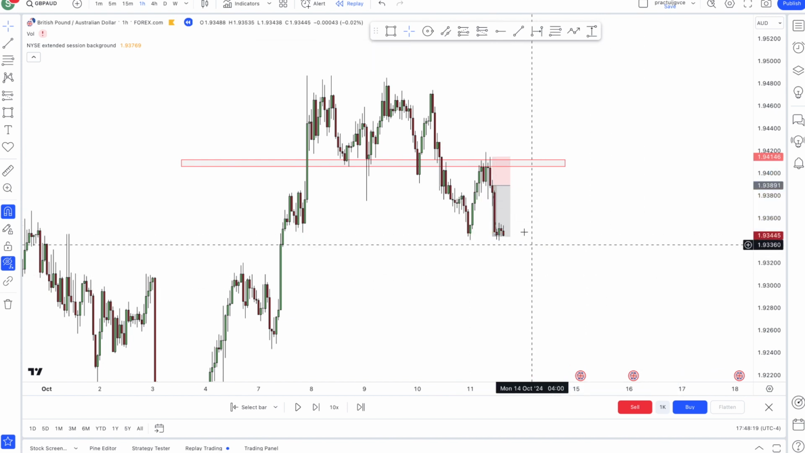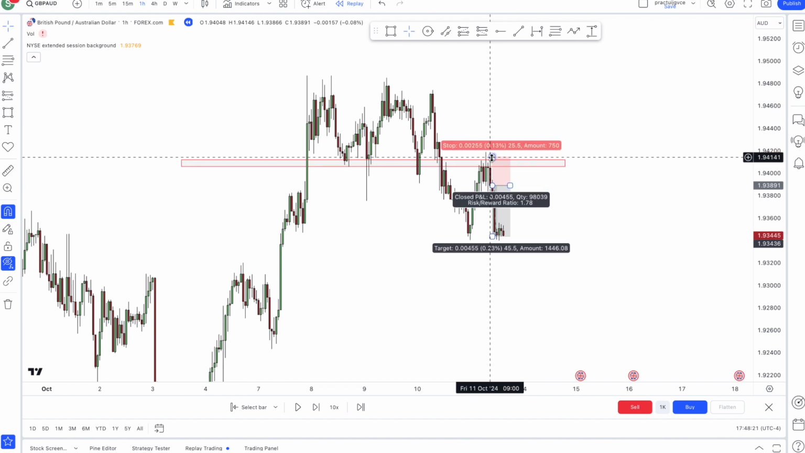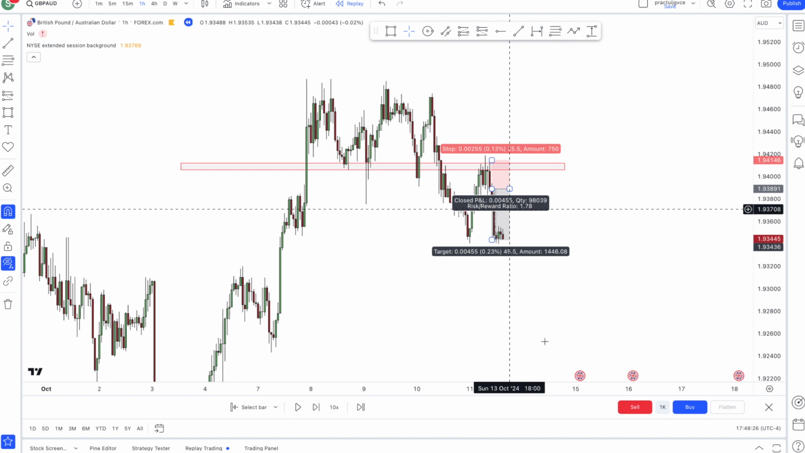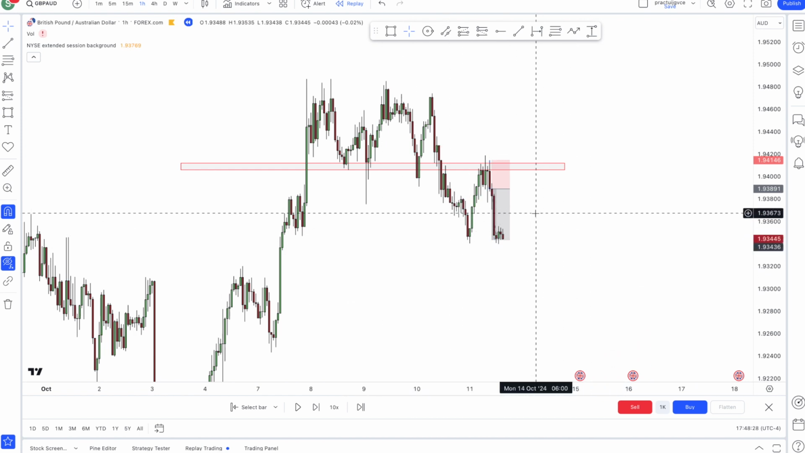Right here, bang. Now that is a much nicer one. You have wick to the upside. It's a little bit bigger. It engulfs this candle and that candle. Nice short to the downside. Target the lows. Just a great trade.